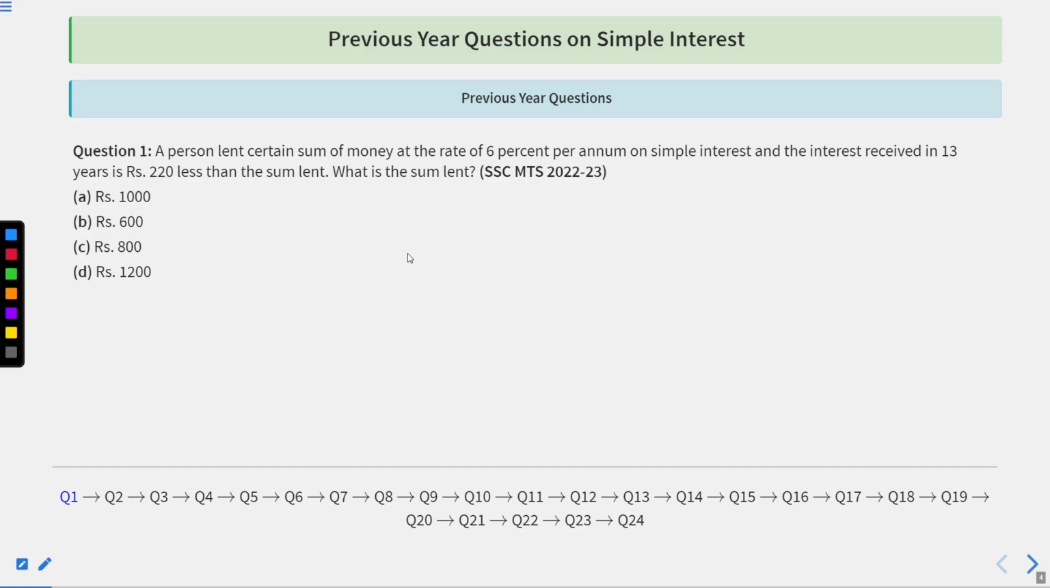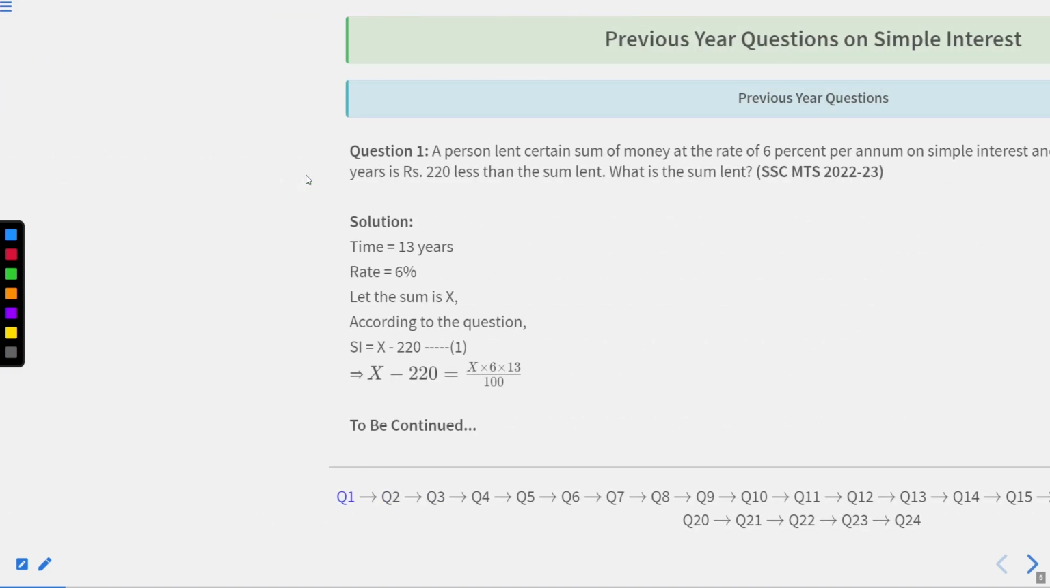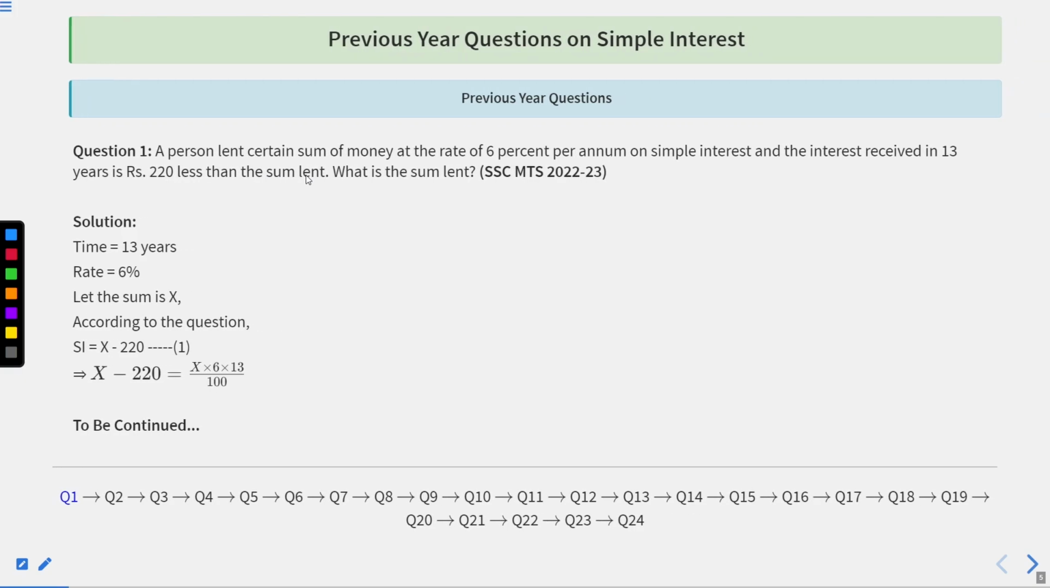A person lent a certain sum of money at a rate of 6% per annum on simple interest, and the interest received in 13 years is 220 rupees less than the sum lent. What was the sum lent? So let us have a look over the solution.